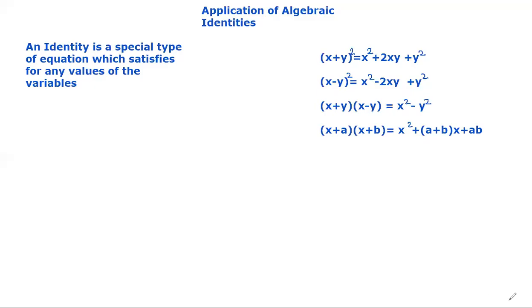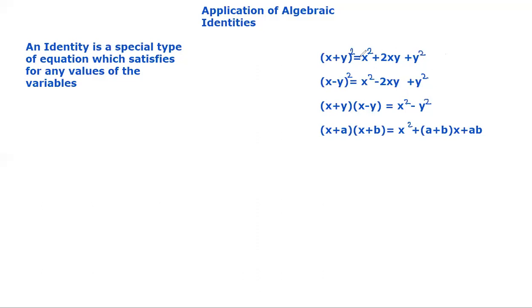Today we will be learning about the application of algebraic identities. In the previous video, we have seen what an identity is and which are the four basic identities in algebra. We have studied that an identity is a special type of equation which is satisfied for any values of the variables. Then we studied these four identities, right?